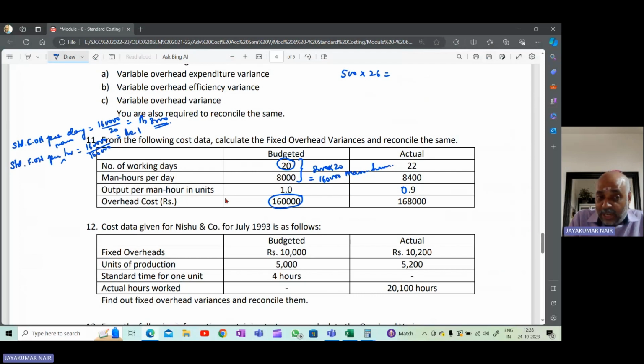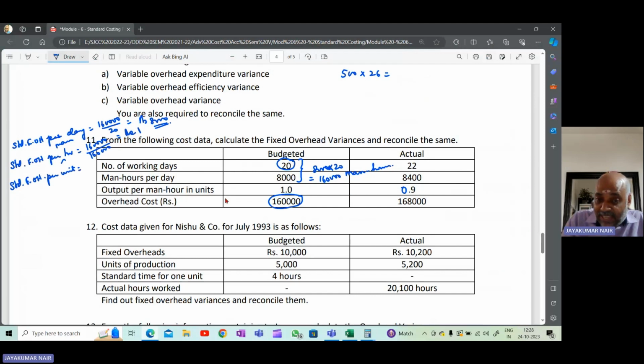Okay, so I calculated the standard fixed overhead rate per day. It is 8,000 rupees. Per man hour, I also calculated, I got rupee 1. Now I will find out the standard fixed overhead per unit. That means 1 unit, how much?